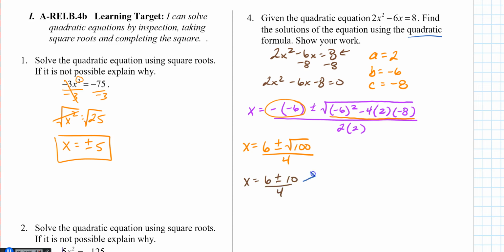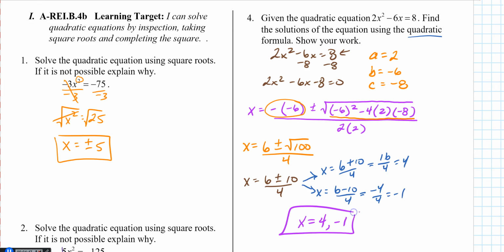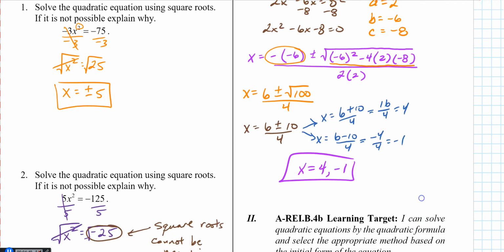And now we're going to split this into two separate equations. The x is equal to 6 plus 10 divided by 4. And x is equal to 6 minus 10 divided by 4. Well, 6 plus 10 is 16 divided by 4, which is 4. And 6 minus 10 is negative 4 divided by 4, which is negative 1. So my final solution for this problem is x equals 4 and negative 1 are my two solutions.